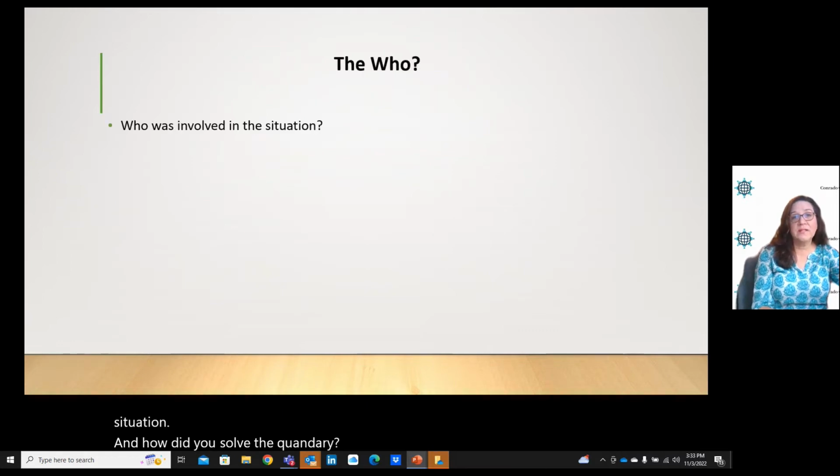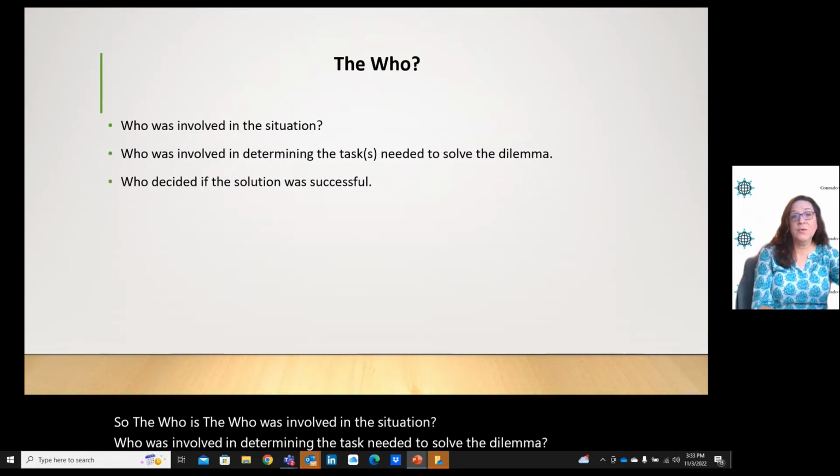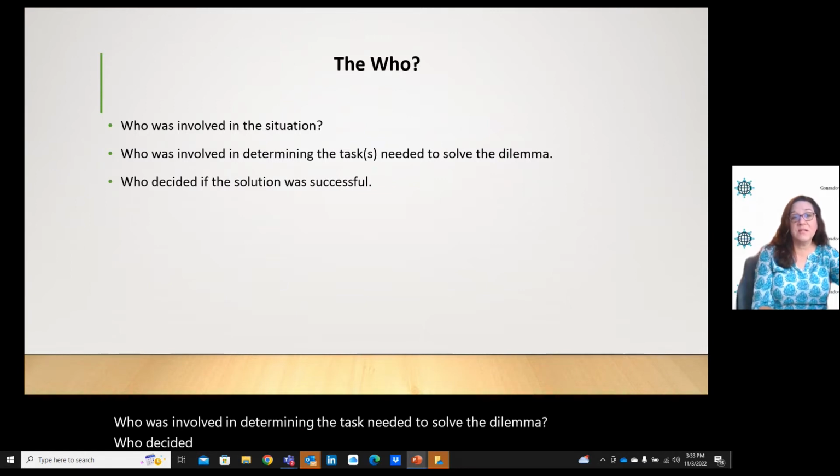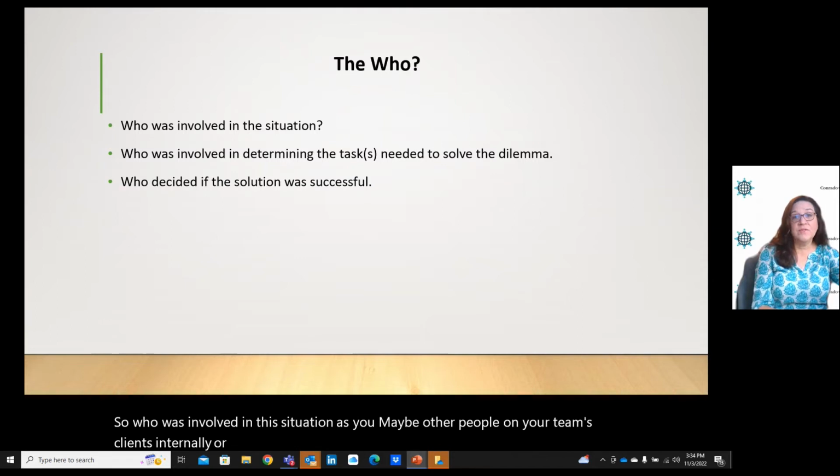So the who is the who was involved in the situation. Who was involved in determining the task needed to solve the dilemma? Who decided if the solution was successful? So who was in the situation is you, maybe other people on your team, clients, internally or externally. Who was involved in determining the task needed to solve the dilemma?